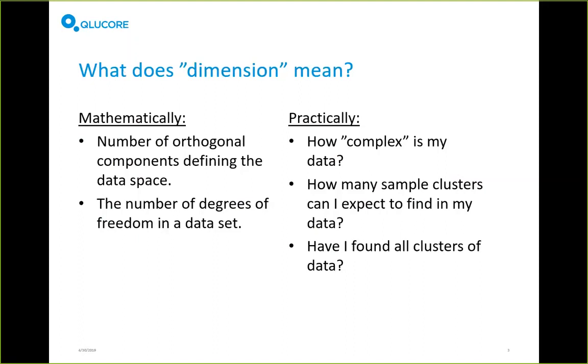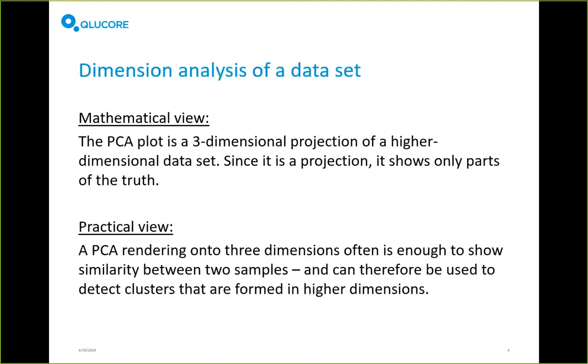So a simple data set with only three dimensions can be exactly represented in the PCA plot, whereas a higher dimensional data set can't. So the mathematical view on this is the PCA plot is again a three-dimensional projection of a higher dimensional data set. So we take something in higher dimension and reduce the number of dimensions to three. And since this is a projection, it only shows parts of the truth. You will lose information in that projection.